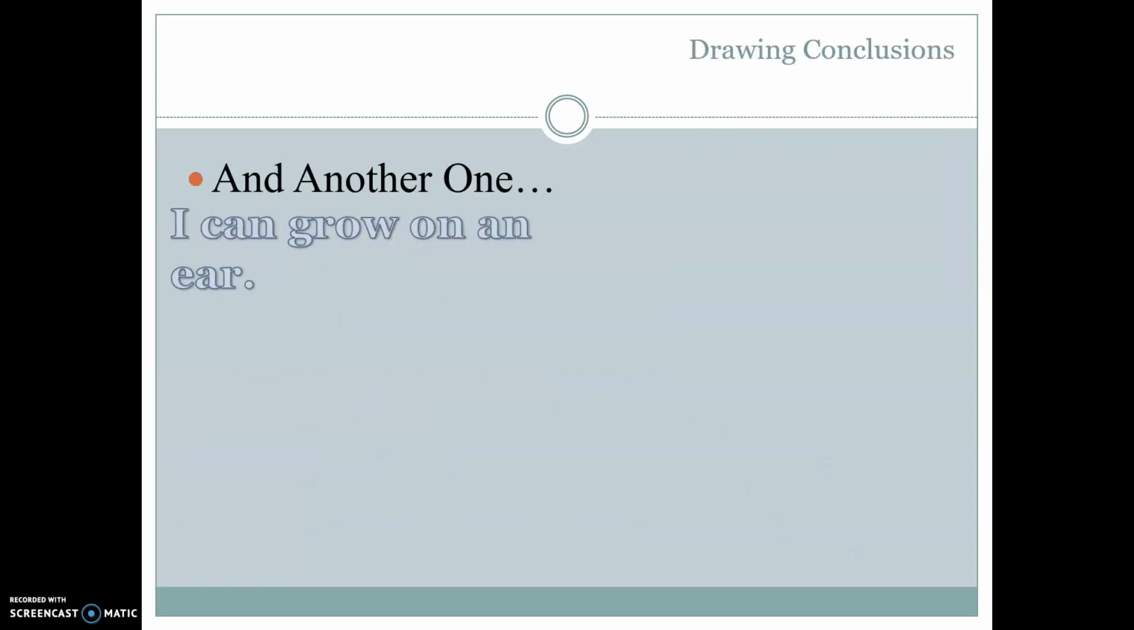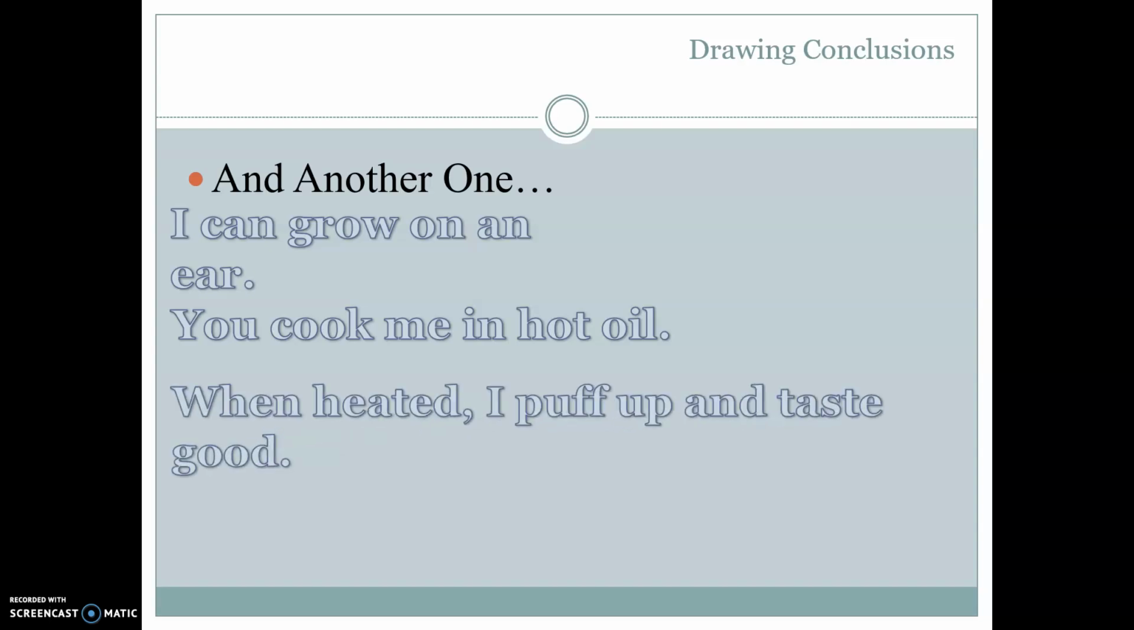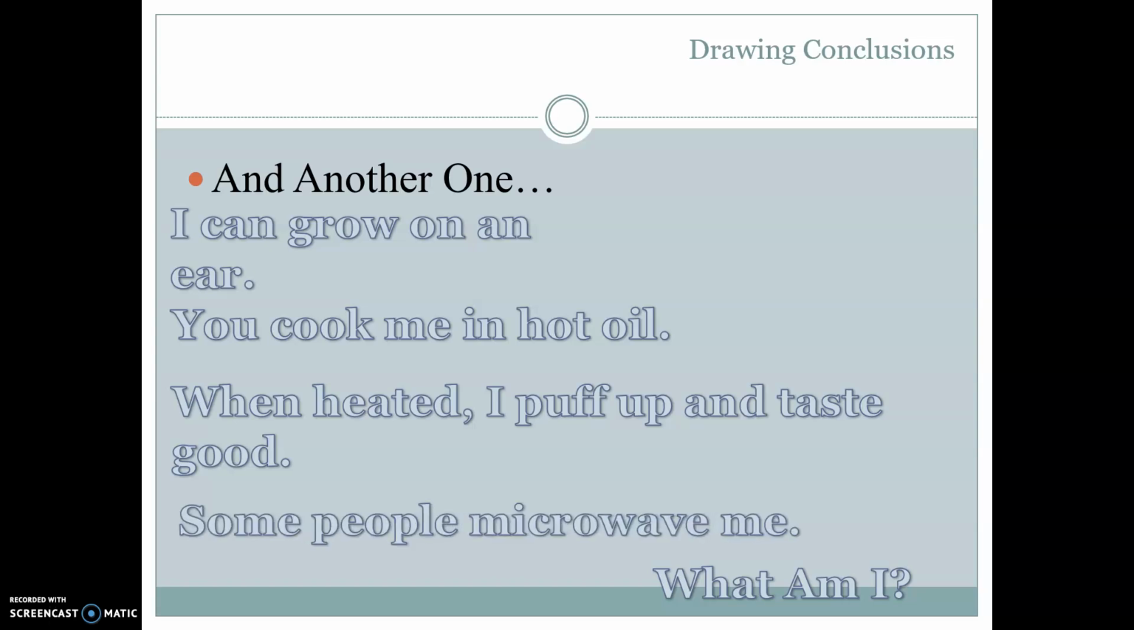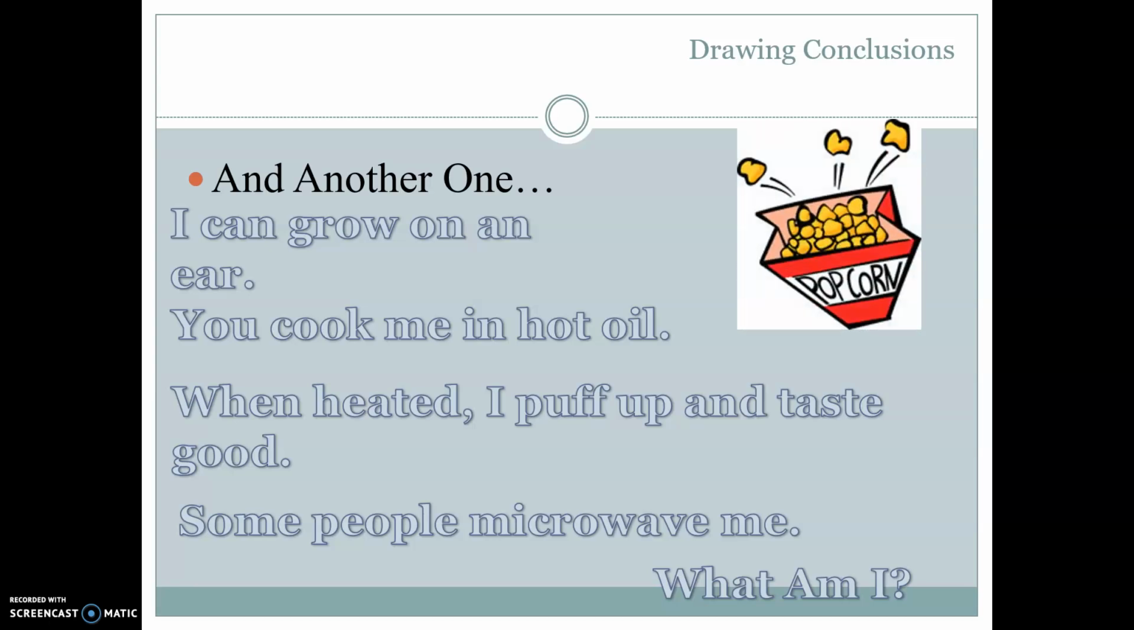And another one. I can grow on an ear. You can cook me in hot oil. When heated, I puff up and taste good. What am I? One more clue is that some people microwave me. Yep, that's right, I'm popcorn.